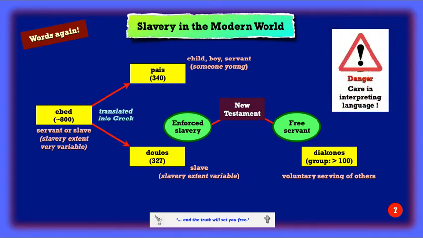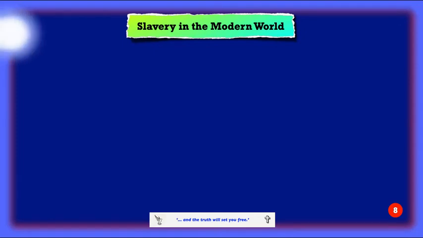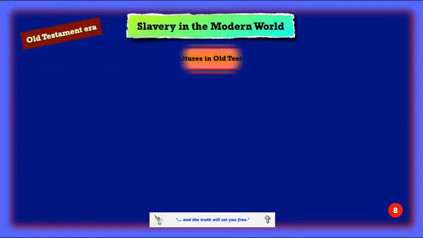Overall, when you see the word slave or servant or related words, just watch, be careful, take care in interpreting language, because the English words don't necessarily have the exact meaning of the original words in the Hebrew or the Greek. And again, a genuinely modern translation will help us here considerably.